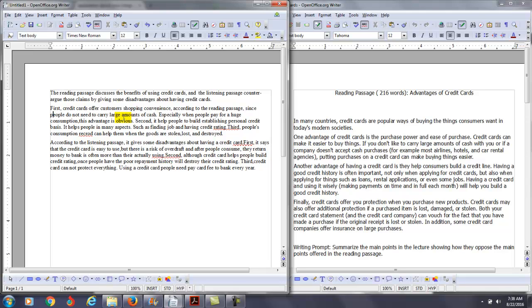People do not need to carry large amounts of cash. Then maybe say comma, especially when people pay for, so instead of huge consumption, let's say this: when people pay for flights, hotel accommodations, and rentals.